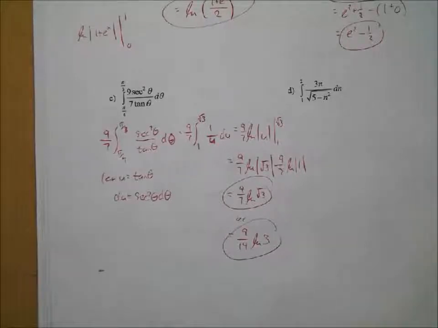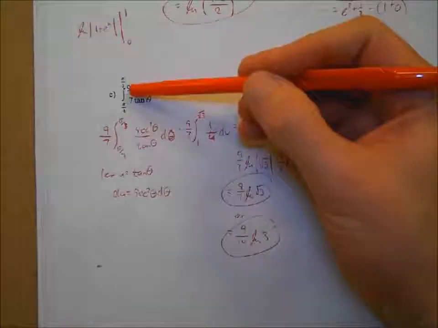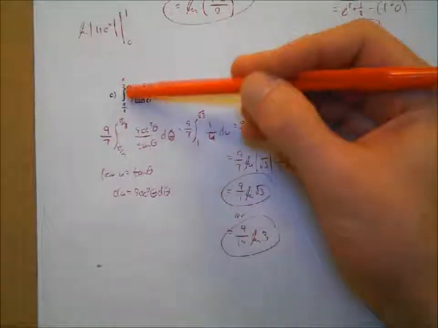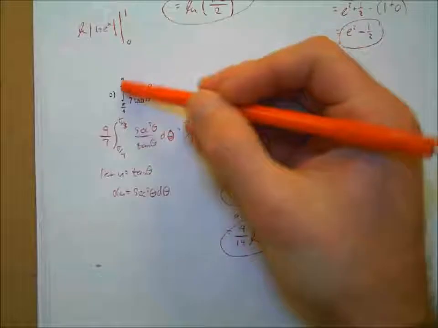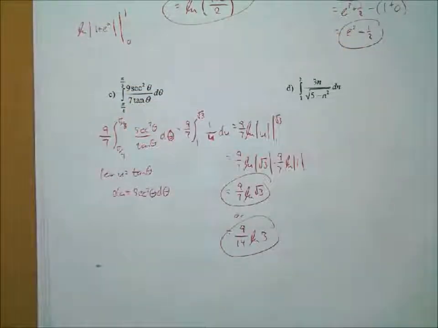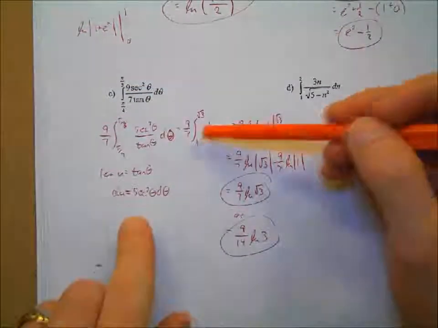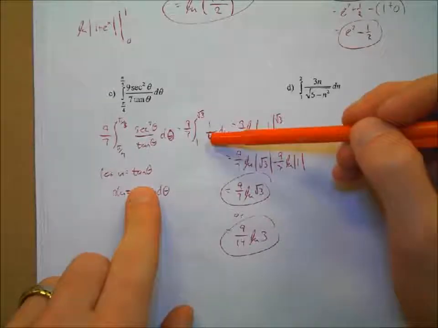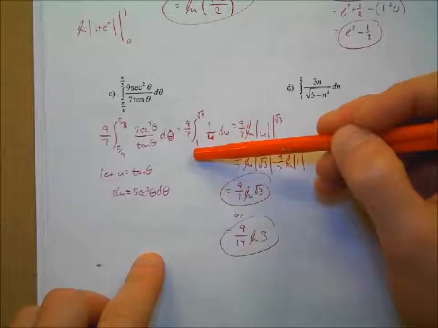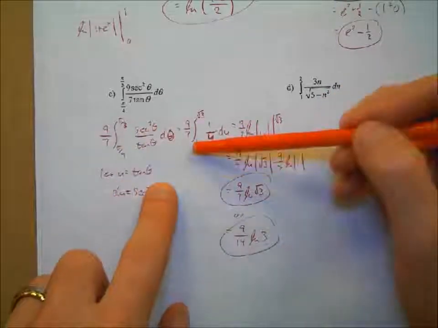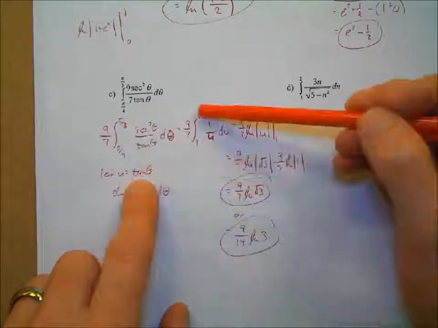Okay. So, if we let u be tangent of theta, du is secant squared of theta d theta, okay? That 9/7, I pulled that coefficient of 9 over 7 out front, so 9 in the numerator, 7 in the denominator. That leaves us with 1 over u du. I went ahead and changed my limits of integration as well, okay? Tangent of pi over 4 is 1. Tangent of pi over 3 is root 3.